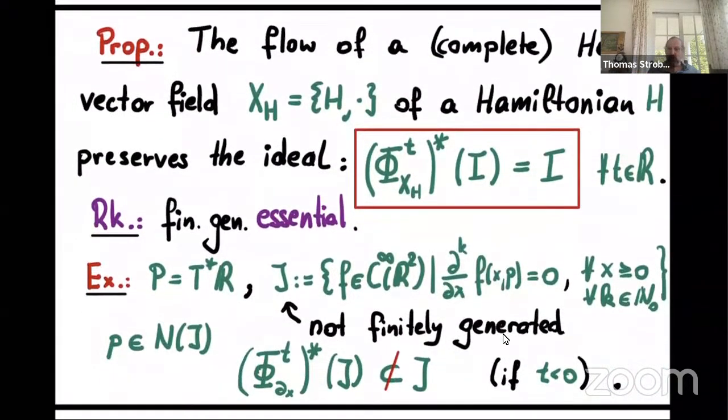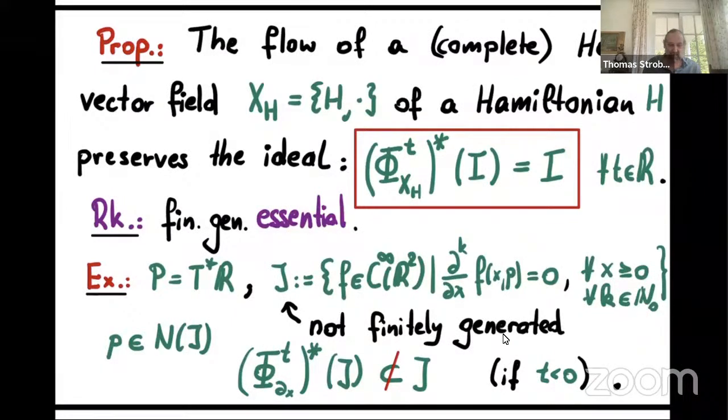Now, why do we need this finitely generated property? There's the following proposition. If you look at the flow of the Hamiltonian vector field of such a Hamiltonian H, then it does preserve the ideal. I assume here for simplicity that the Hamiltonian is complete. Otherwise, one needs to modify this statement correspondingly to something local, but the spirit is the same. So the flow of the Hamiltonian vector field of any element in the normalizer preserves the ideal.